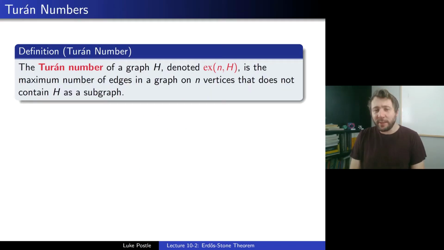So what we'll be talking about today is the Erdos-Stone Theorem, which revolves around Turan numbers, which we learned last week. To remind you, what is a Turan number? The Turan number of a graph H, denoted ex(n, H), is the maximum number of edges in a graph on n vertices that does not contain H as a subgraph. So it's the maximum we can get in an H-free graph.